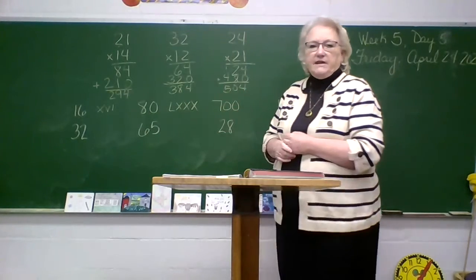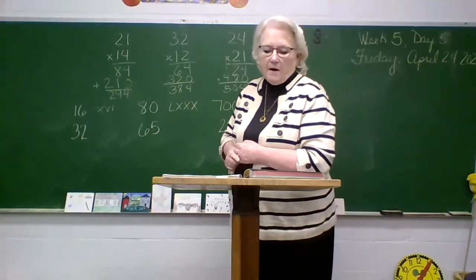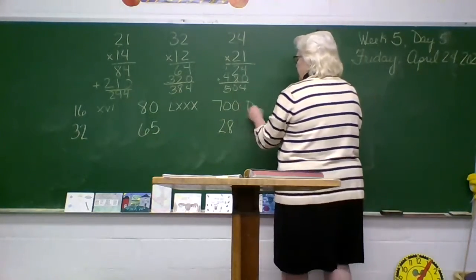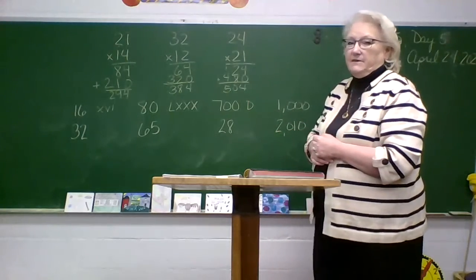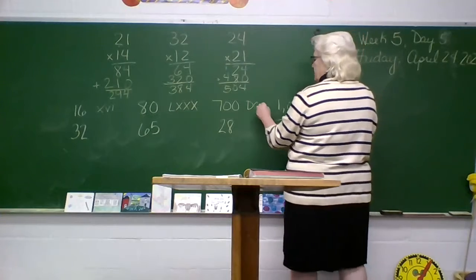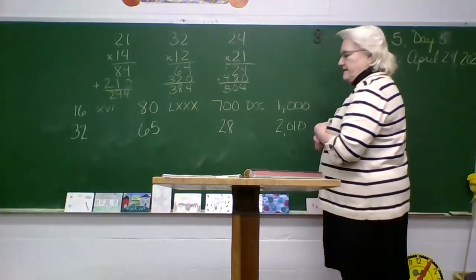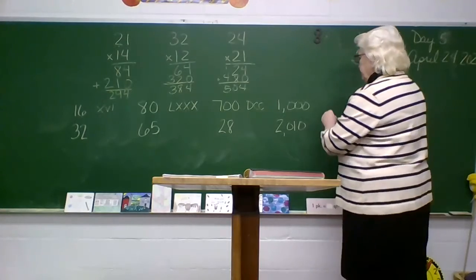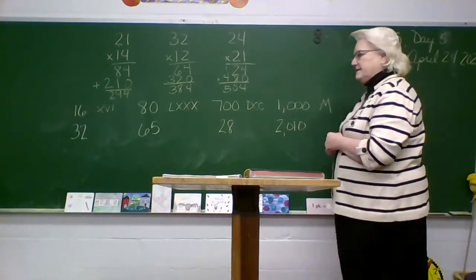How do we write 700? How would we write 700? Well, we're going to start with D. D is 500. We're going to put 100 on it, so C, that makes 600, and another 100 makes 700. 1,000, that's a good old M all by itself.